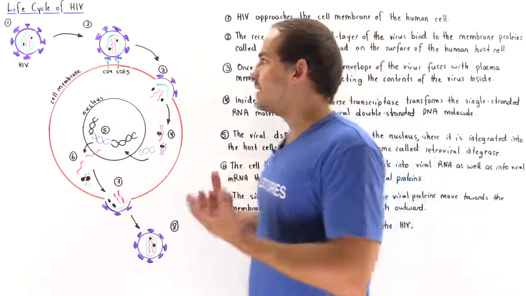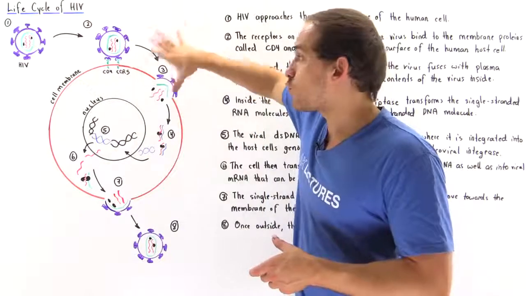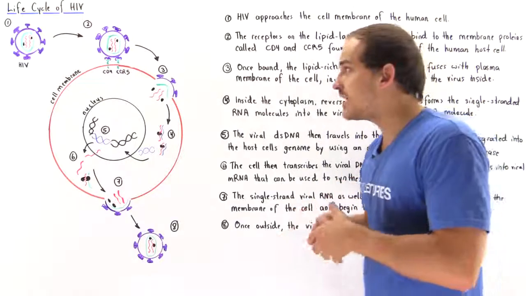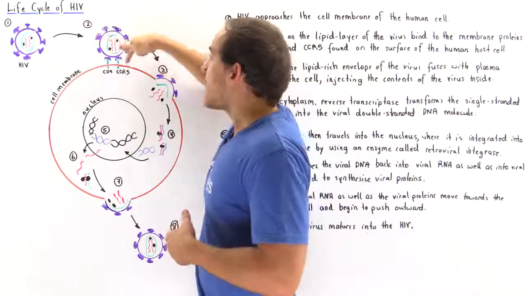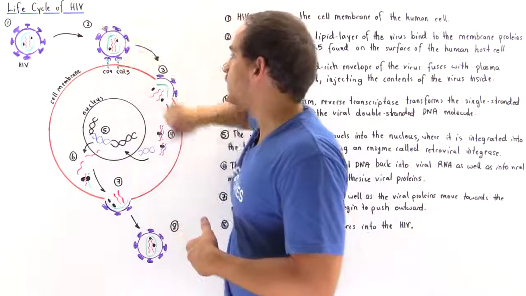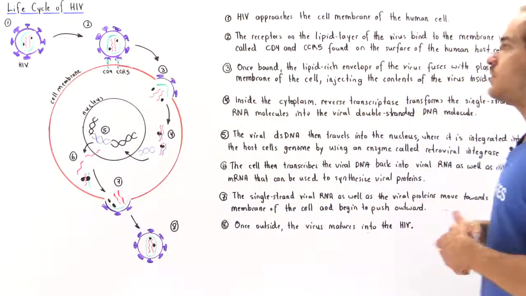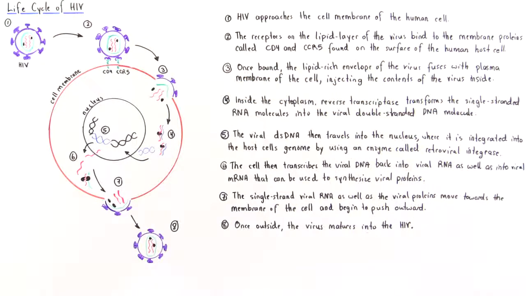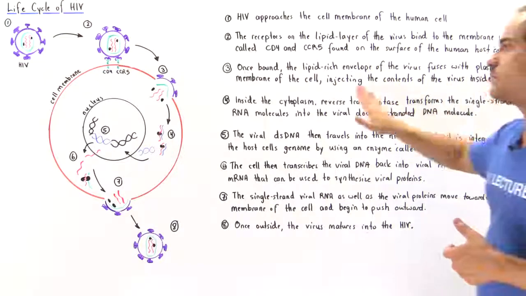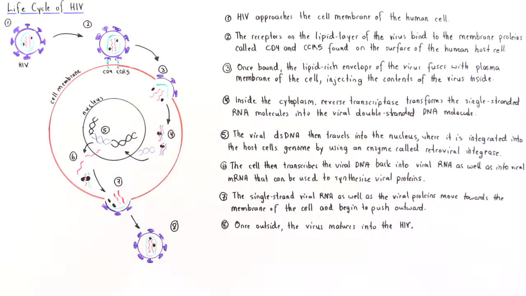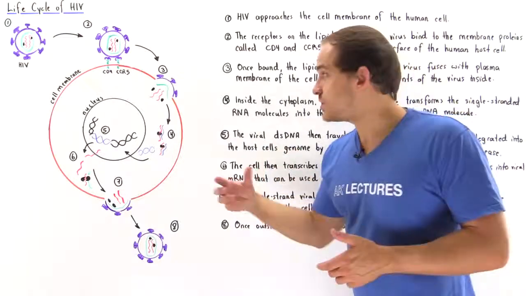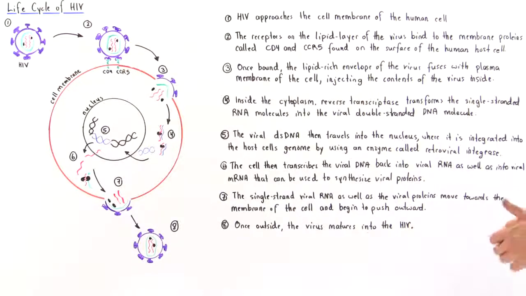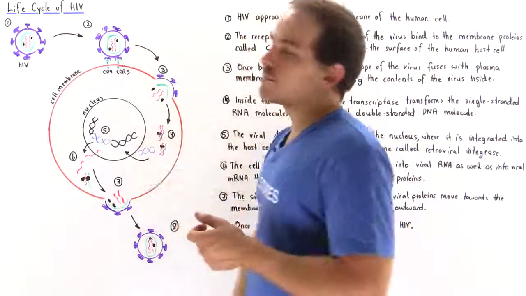Now, once that binding takes place and the HIV recognizes this specific type of human cell, we have the fusion taking place, the fusion between this lipid-rich layer found on the virus and the cell membrane of that human host cell. So in step 3, once bound, the lipid-rich envelope of the virus fuses with the plasma membrane of the host human cell, injecting the contents, including the proteins as well as the single-stranded RNA molecules, into the cytoplasm of that cell. And next, we move on to step number 4.